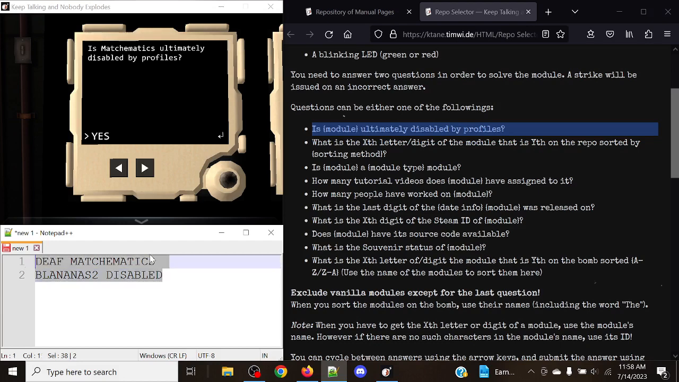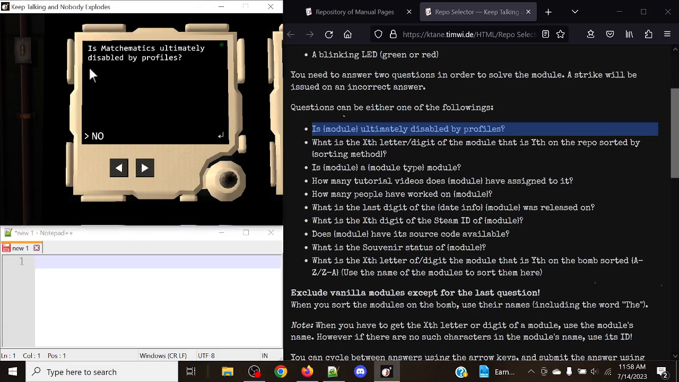Now, in my case, I only have one profile, and that's for myself. I really don't play with many other people, and if I do, I'm an expert usually. So, effectively, I have every single module enabled, just using the DMG line. So in this case, is mathematics ultimately disabled by profiles? No, nothing is disabled. Everything is automatically enabled. So we're going to hit no.